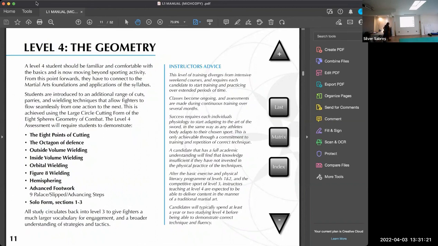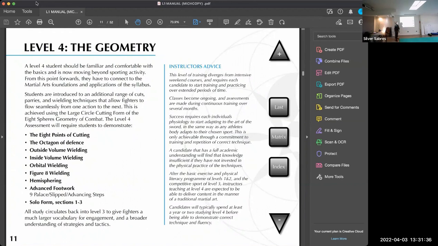All study circulates back into level 3 to give fighters a much larger vocabulary for engagement and a broader understanding of strategies and tactics. Andrew?